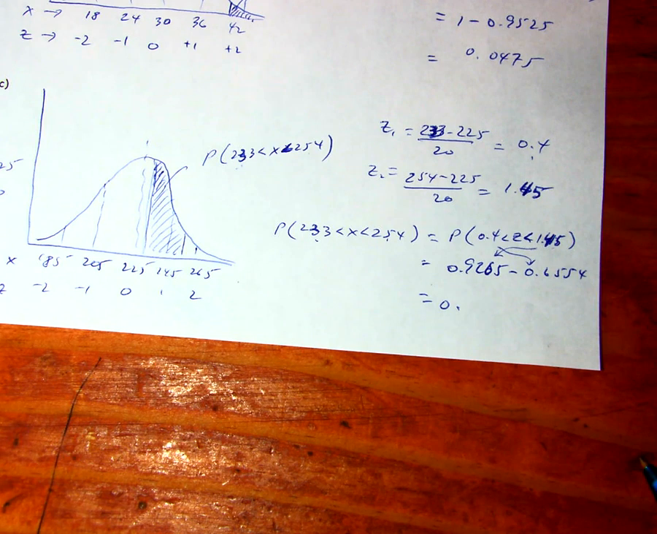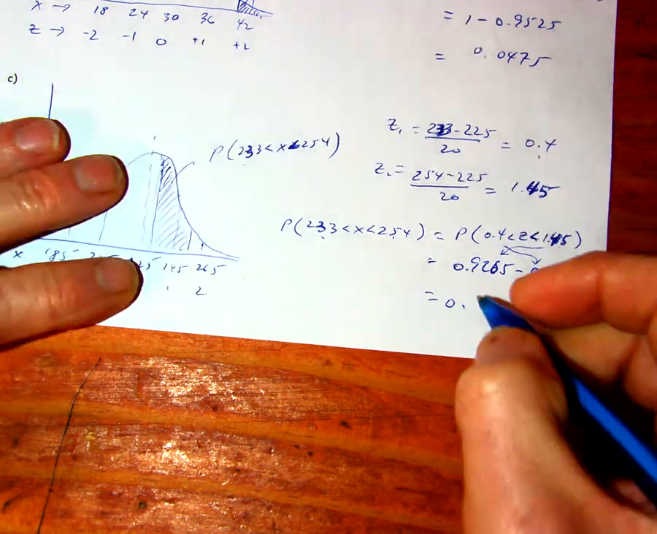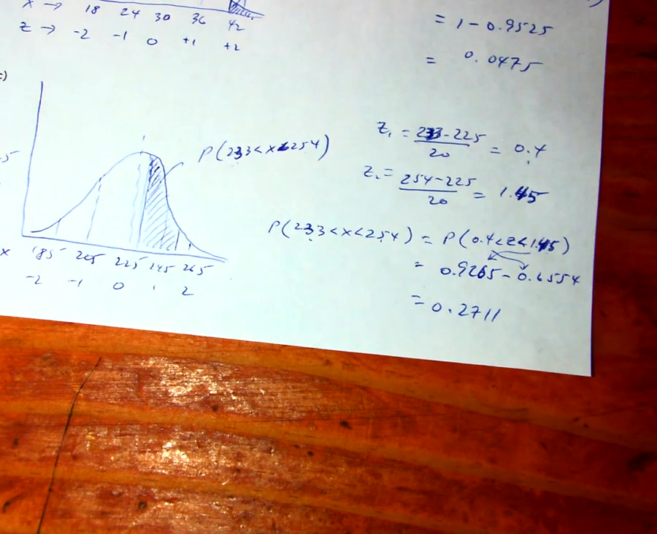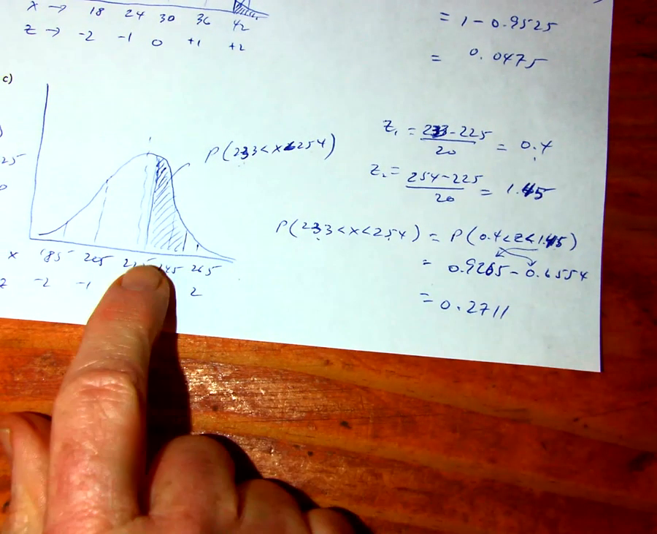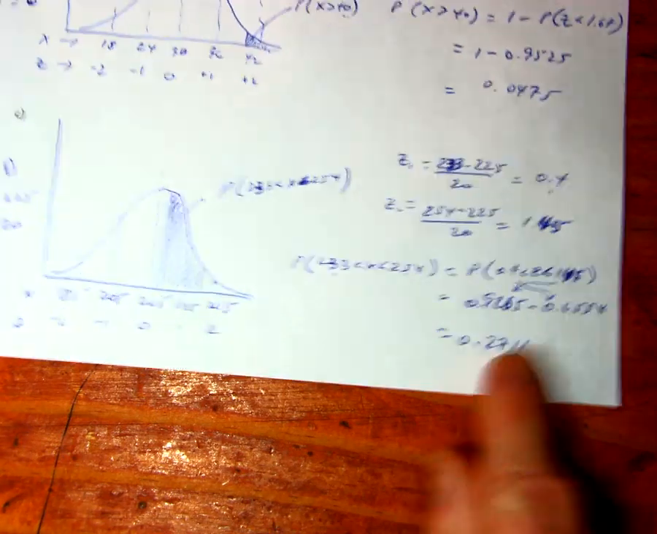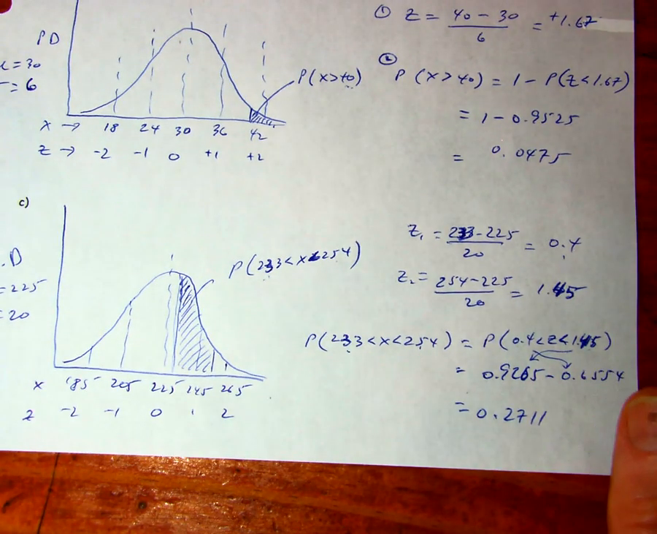9265 minus 6554. I got 0.2711. 0.271. Good. Okay. So 27% of the time you would be expected to get a value between 233 and 254. Does that kind of make sense?